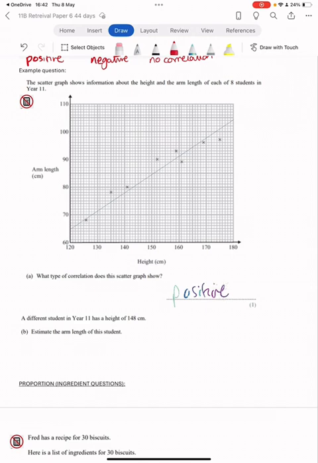And then it says a different student in year 11 has a height of 148 centimetres. So I'm going to find the axis which height is on and see where 148 will be. With this scale, every 1 square is 1, so that's nice and easy. So 148 would be here, and I'm going to draw a line up with my ruler, and then draw a line across, and that gets me 83. So that will be 83 centimetres, and there'll always be a little range for these answers.